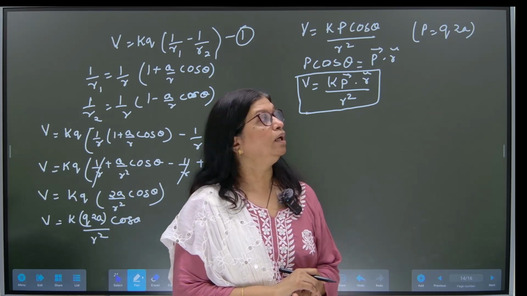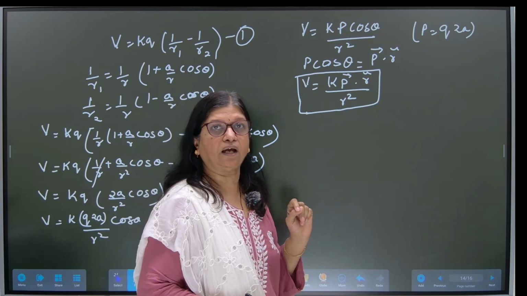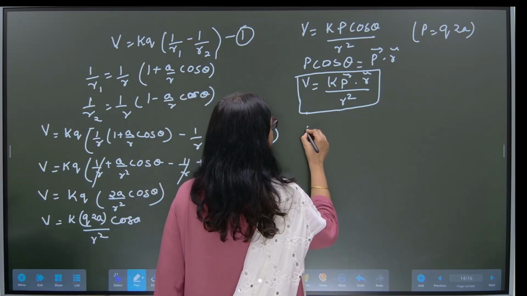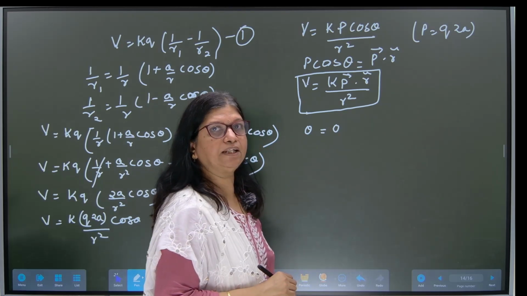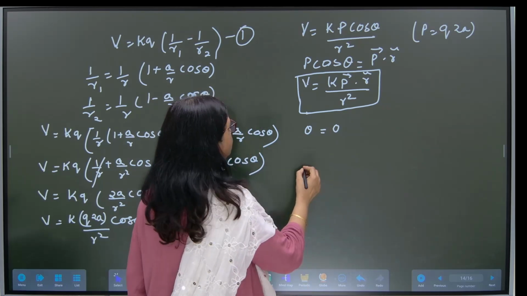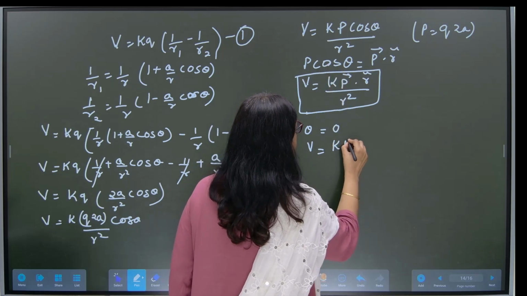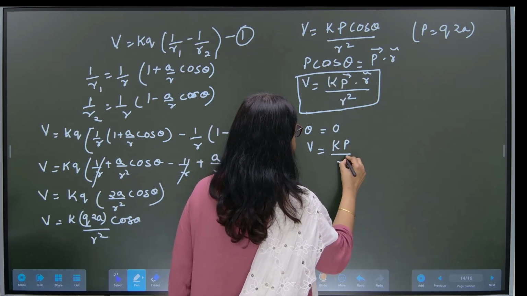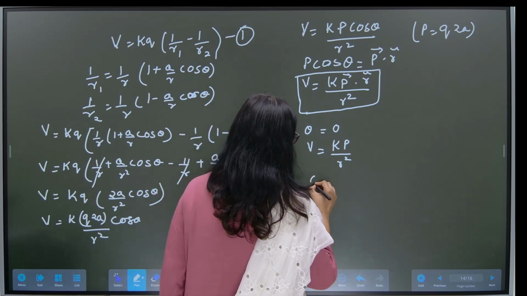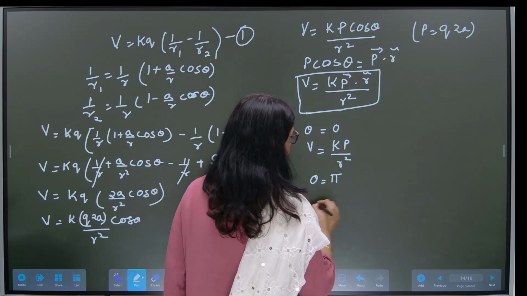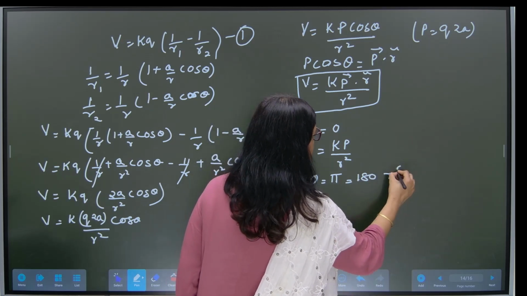Fine. Okay. Now here in the formula I have a cos theta. So let me take theta is equal to 0. Cos 0 is 1. So what do I have? V is equal to Kp upon r square. Let me also take theta is equal to pi. That means theta is 180 degrees. What is cos 180 degree?